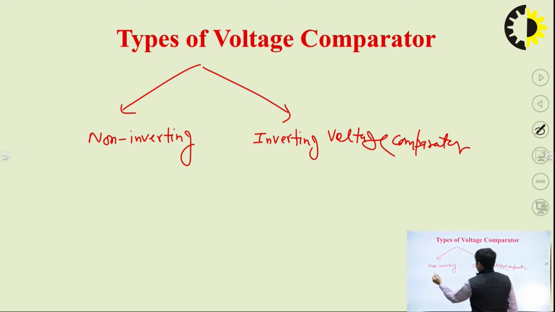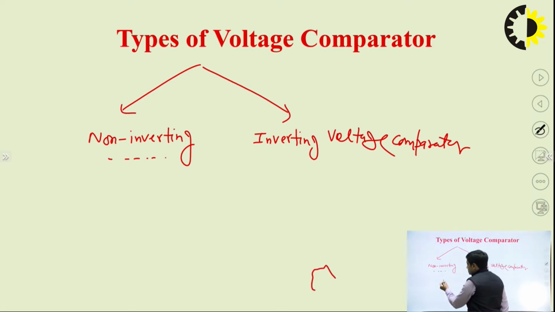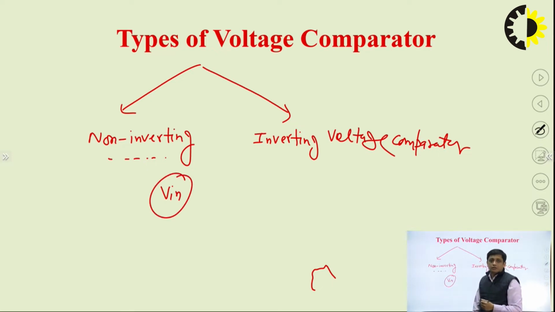This is non-inverting voltage comparator, right? So what is this non-inverting and inverting voltage comparator? If the input signal Vin is applied at the non-inverting terminal and the reference voltage V reference is applied at the inverting terminal, then it is called non-inverting voltage comparator.